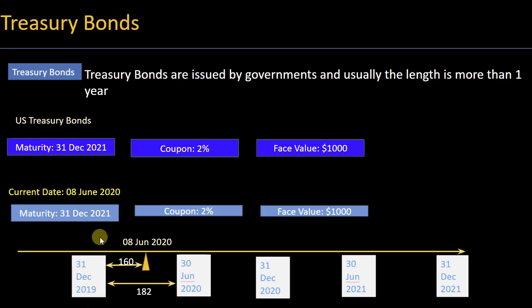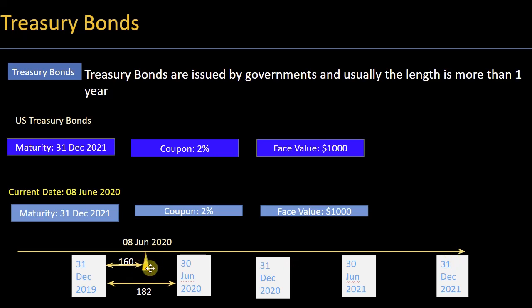Therefore, in 6 months' time, there will be another coupon. Let's assume this is a US treasury bond. So the next coupon is in 6 months' time, which is 30th of June 2020. And let's assume that this particular bond matures on 31st of December 2021. So every 6 months, you'll have coupon payments, and then finally, the bond matures.